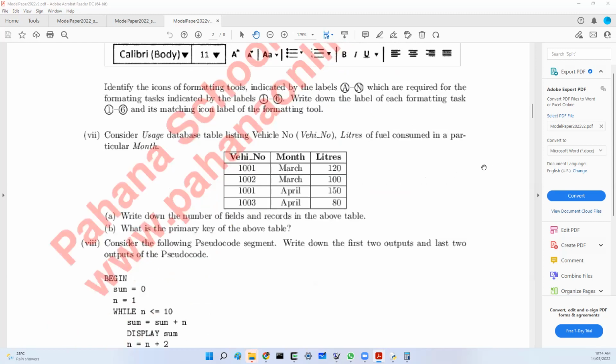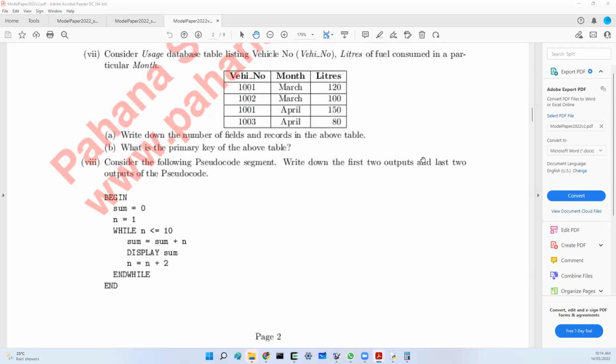Right, consider the usage table listing vehicle number and liters of fuel consumption in a particular month. Write down the number of fields and records. Number of fields? 3. 3 fields. Number of records? 4. It's 4. Good. What is the primary key of the above table? Vehicle number and month. Yes, it should be vehicle number plus month. Should be the primary key. Good. Eighth one.